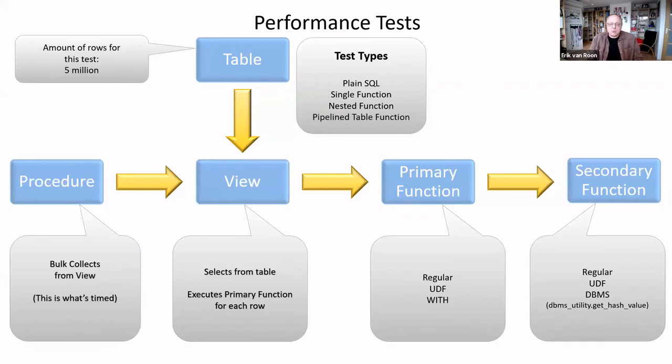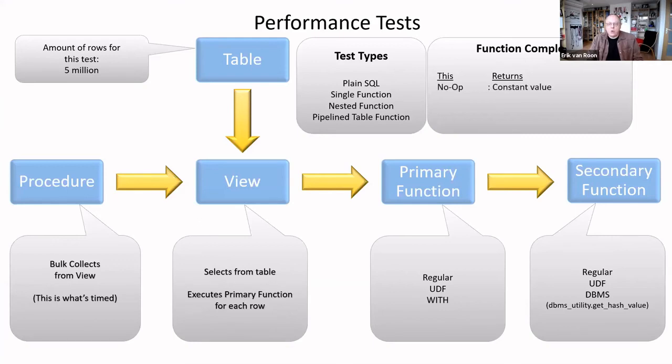Then we have a small test of pipelined table functions that is separate from the rest of this, just to see if that gives any performance gains. And then we have several function complexities. The first one is a no-op function. That means that the function really doesn't do anything. It just gets a parameter and returns a constant value. It doesn't do anything else.